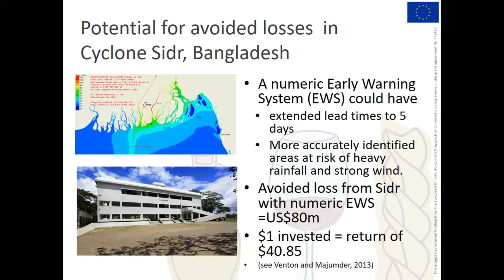So to put that into context, for every $1 invested in this numeric early warning system, there would be a return of around $40.85 in benefits. So I think this is a really interesting example because it shows clear evidence of the potential for benefits to outweigh costs.